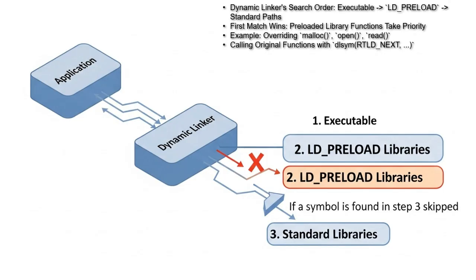Only after these preloaded libraries are searched does the linker proceed to look for symbols in the standard library search paths, such as those specified in /etc/ld.so.conf or LD_LIBRARY_PATH. If your preloaded library contains a function with the same name as a function in, say, libc.so, the linker will find and bind to your function first. Your custom function can then optionally call the original library function using dlsym(RTLD_NEXT, function_name), allowing you to wrap or augment its behavior rather than completely replace it. This granular control over symbol resolution is the core power of LD_PRELOAD.